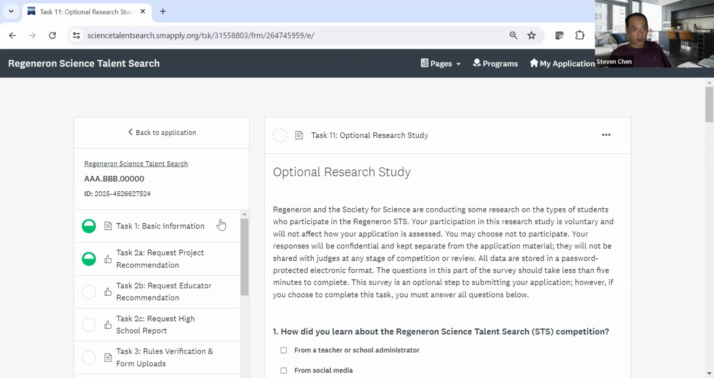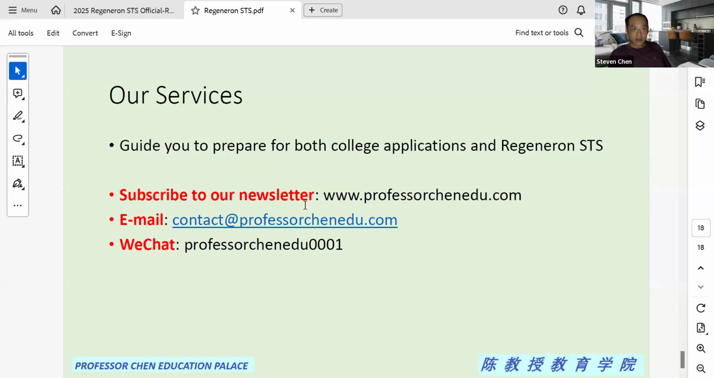So we have gone through the entire application documents for Regeneron STS. Lastly, about our services. We provide services to help students prepare for the Regeneron STS. You can see from this webinar that it is closely tied to the college application prompts, and we should prepare them all together. Therefore, we provide services for both the college applications and Regeneron STS, and we try to synchronize them together.